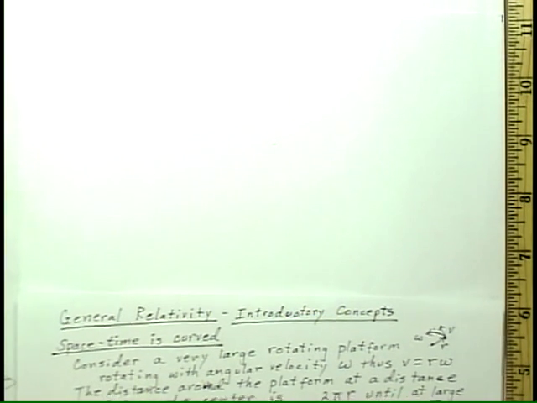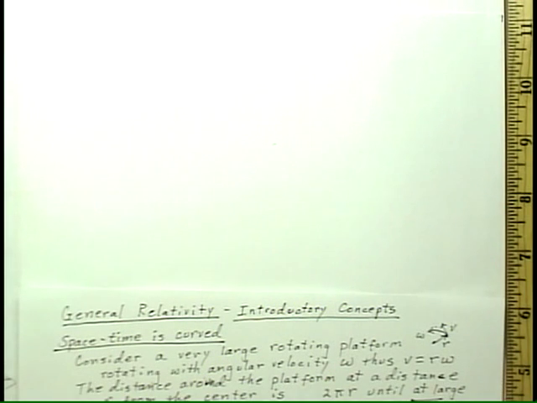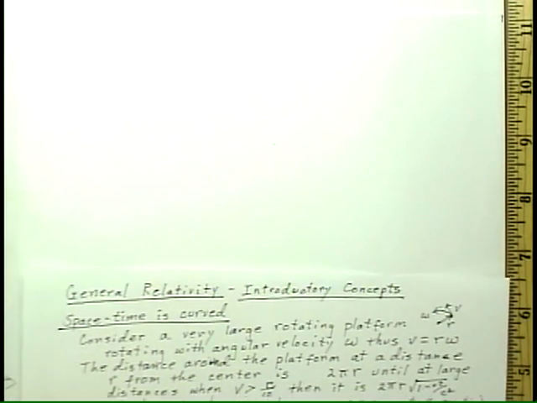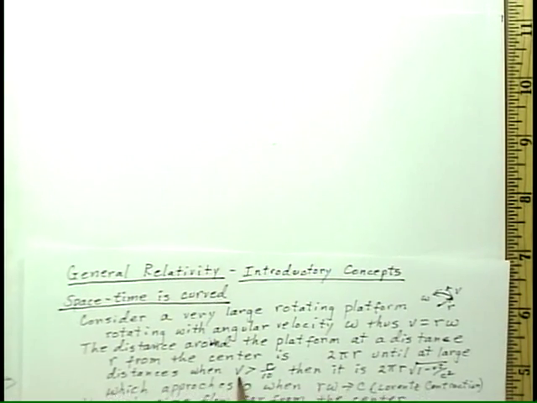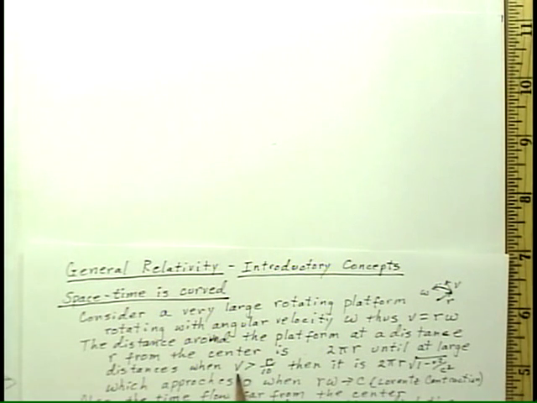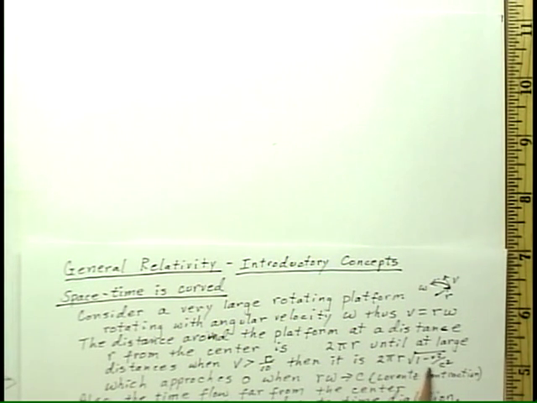Now the distance around the platform at any given distance r from the center is equal to 2 pi r. Until at a large distance, when we get far from the center, the velocity becomes enormous, and we have a velocity which becomes comparable to c, say 1/10 of the speed of light. When this happens, as we know, we begin to notice relativistic effects, and the circumference becomes 2 pi r times the square root of 1 minus v squared over c squared.